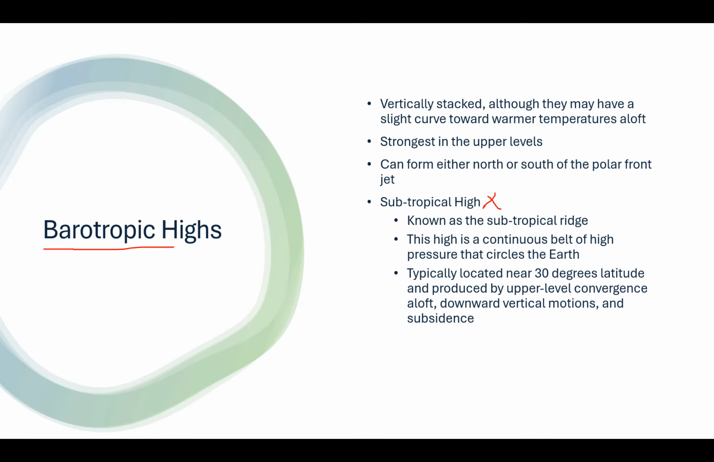This subtropical high is a continuous belt of high pressure that circles the Earth. It's generally located near 30 degrees latitude, produced by upper level convergence aloft, downward vertical sinking air motion, and subsidence. So 30 degrees latitude is the magic number when we talk about subtropical highs, and it's a type of barotropic high.